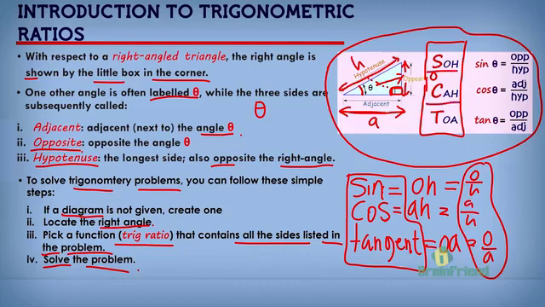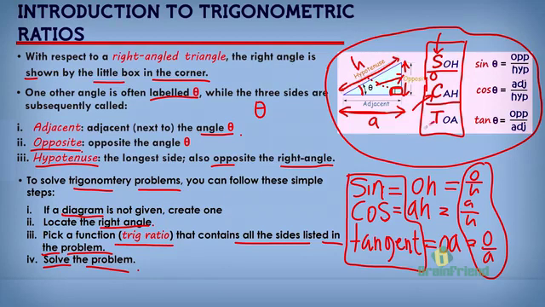SOHCAHTOA. S, the acronym, of course, stands for sine. O and H are the sides of our triangle. So, when you pronounce the acronym SOH, it sounds like a so. Also, C stands for cosine, and A and H stand for the sides that are concerned with our function, adjacent and hypotenuse. So when you join CAH, it sounds like a car.